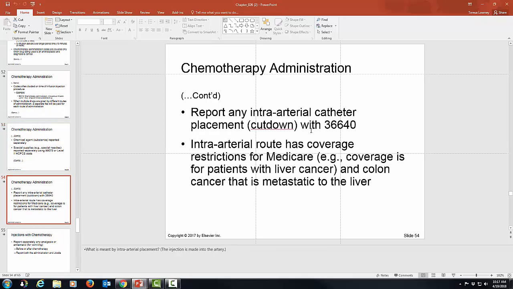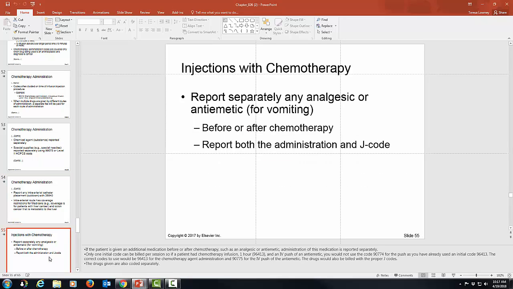And then if there's any kind of a cut down, an intra-arterial catheter placement, you need to make sure that you're coding that. That coverage has restrictions for Medicare. So, for example, patients who have liver cancer and colon cancer that is metastatic to the liver, you need to make sure that you're finding out which diagnosis is applicable.